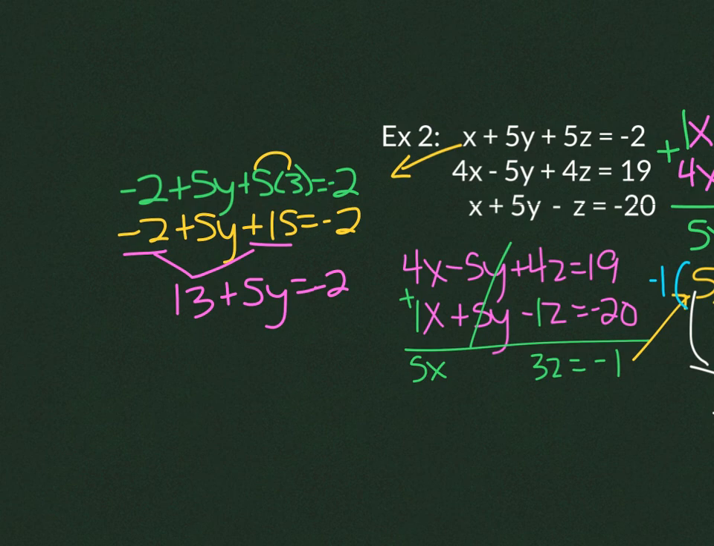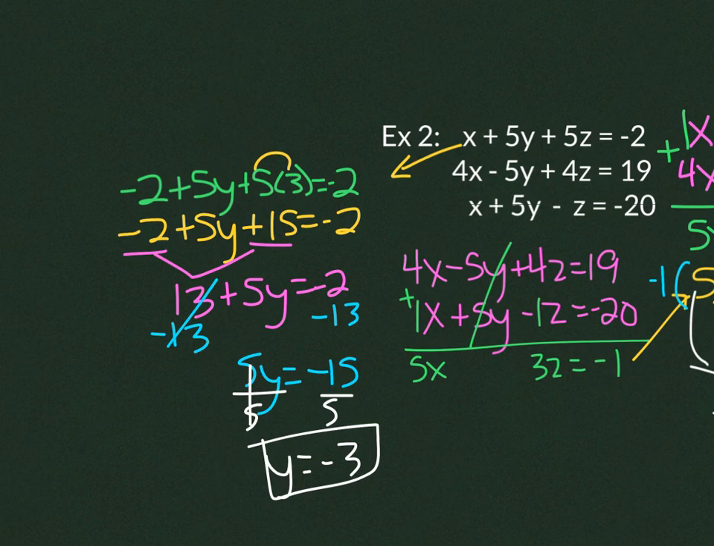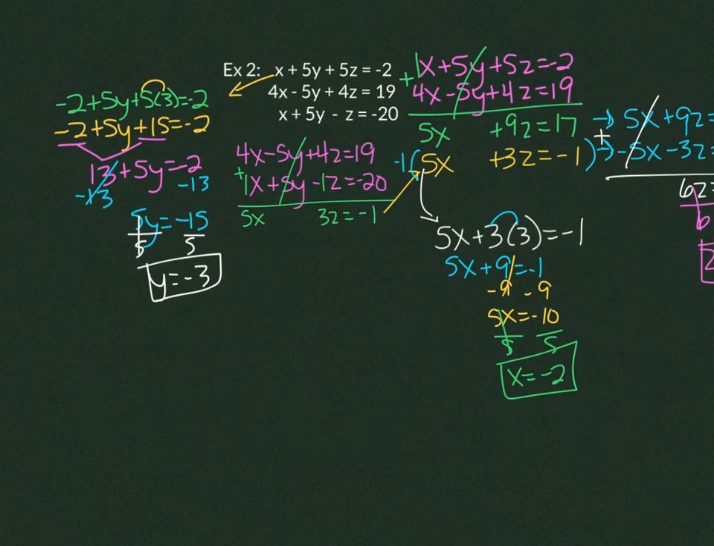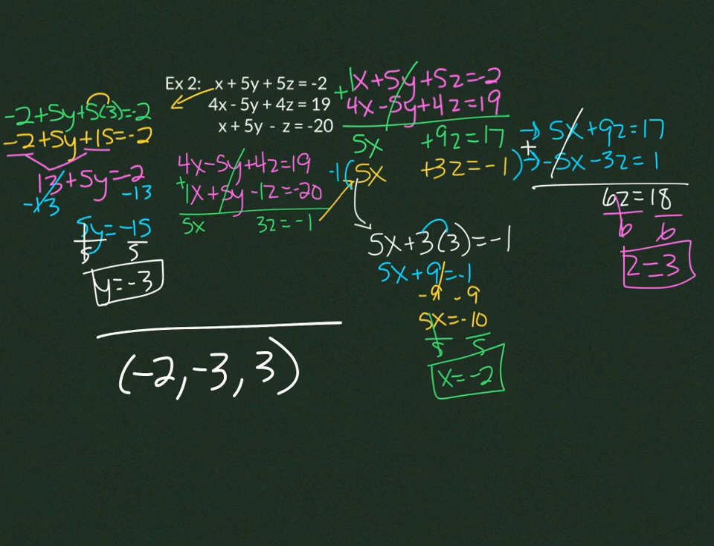Now I can move the 13 to the opposite side, so I'll have to subtract it, which gives me -15. And then my last step is to divide. I get y equals -3. Let me write my final answer. X goes first, -2, then y, -3, and then z, +3. And that is the solution to this system of equations.